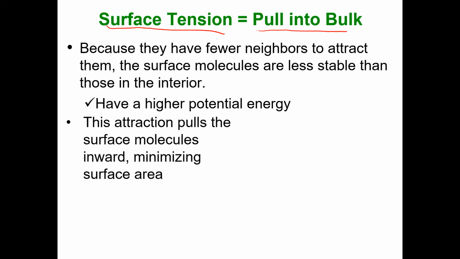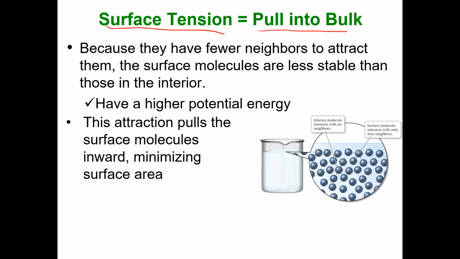So to lower its potential energy, the attraction to the bulk pulls the surface molecules inward, minimizing surface area. And we can see that here. If I'm looking at the bulk liquid, it's got molecules all around it, so it has all these attractive forces from its neighbors. It lowers its potential energy and is more stable because of the increase in electrostatic attractions.